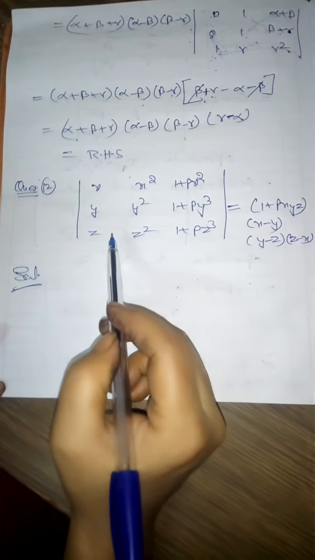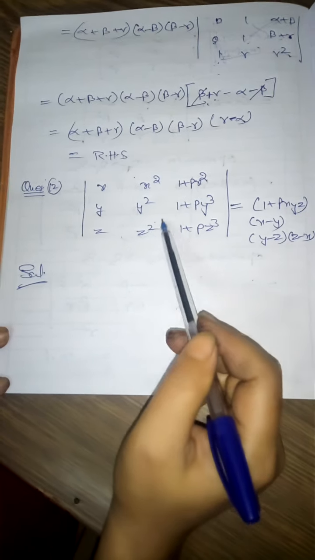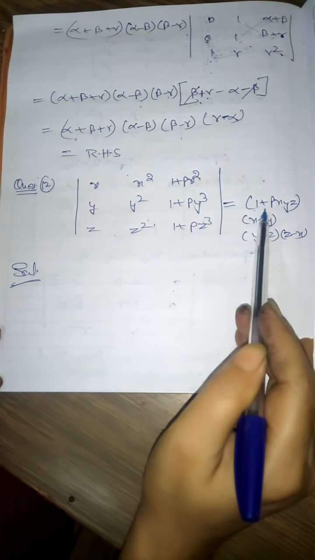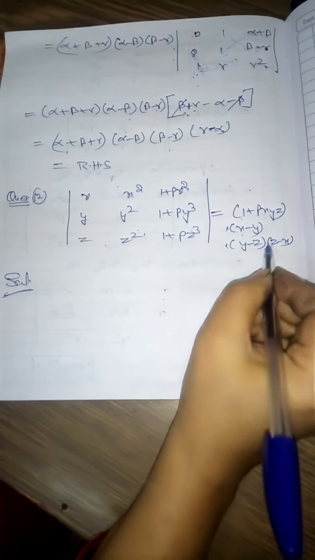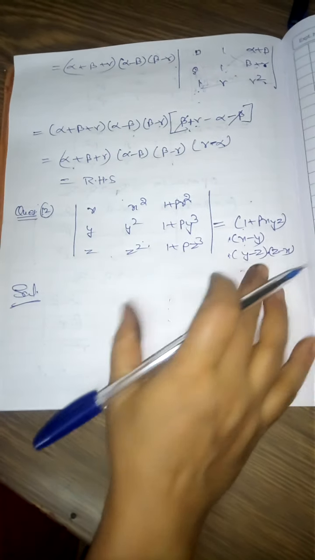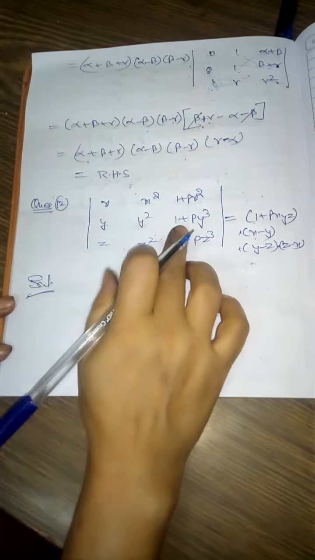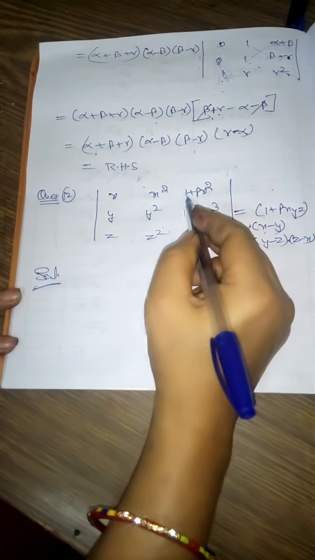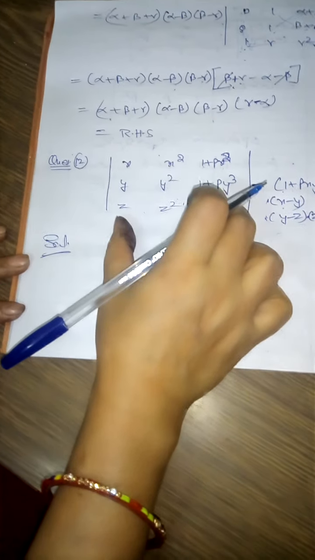Students, continue with question number 12. In this question a determinant is given and you have to show it equals (1 plus pxyz) into (x minus y)(y minus z)(z minus x). You have to show LHS equals RHS. First of all, according to the property, we will separate these terms. The determinant has 1 plus px square, 1 plus py cube, 1 plus pz cube, so we can separate it into two determinants.